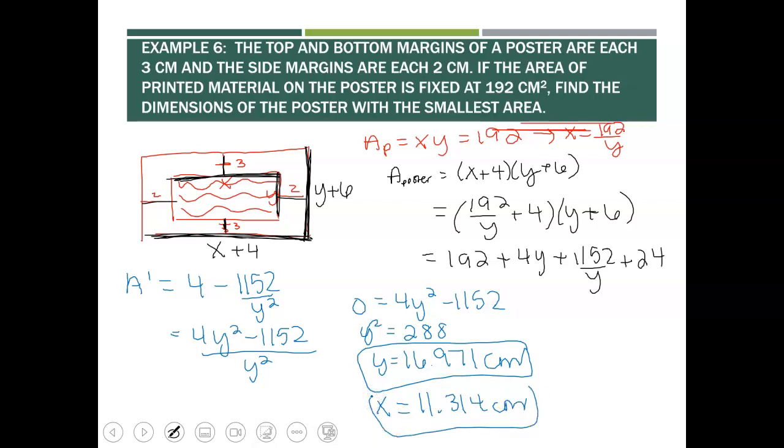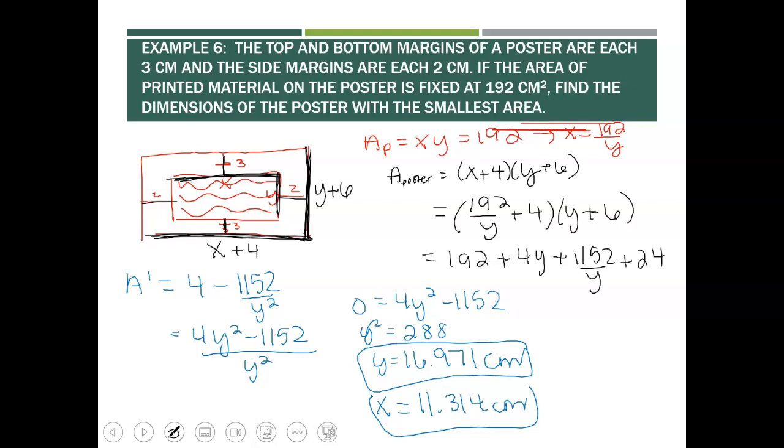And then solve for your y squared, so you get y equals 16.971. I don't care about the negative y squared because, well, it can't be negative. So that gives me my y, that gives me my x.